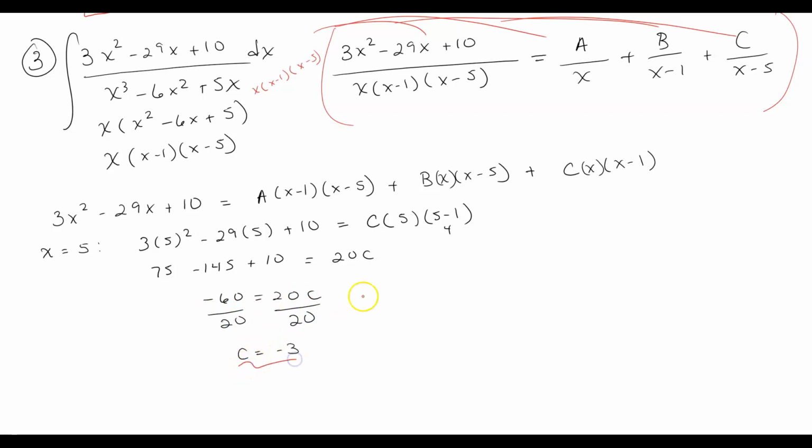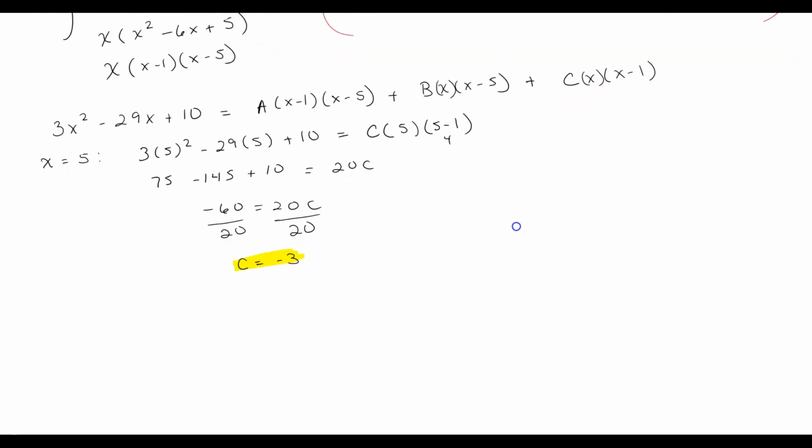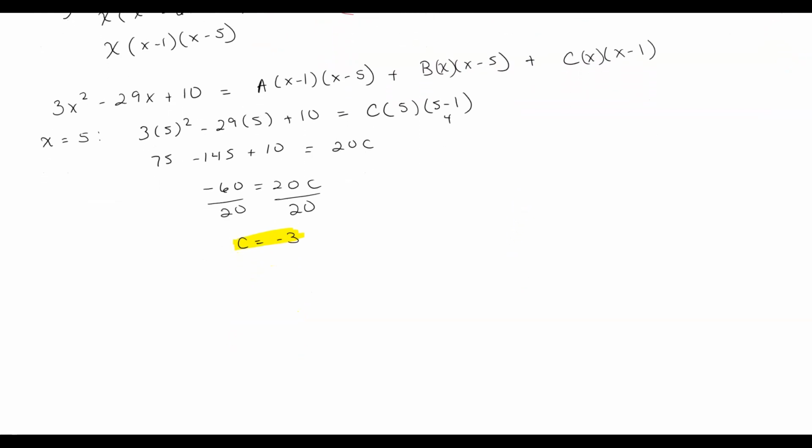So we're going to need that, all right? And actually, let me just highlight it. I think that'll be helpful. If c equals negative 3. All right, so we know c now, but let's go ahead and continue. Let's say x equals 1. All right, so we again plug in the 1 now. The same process, okay? Let's see what that yields.